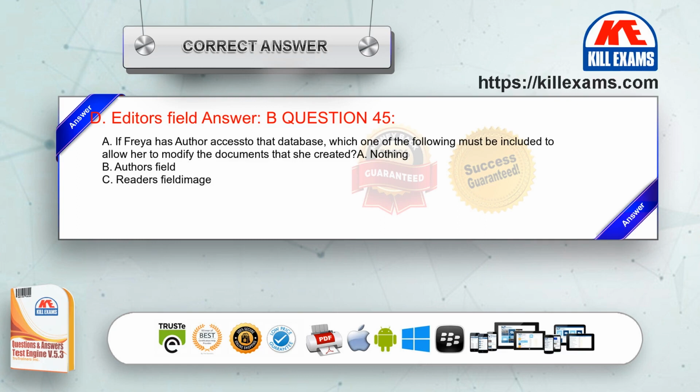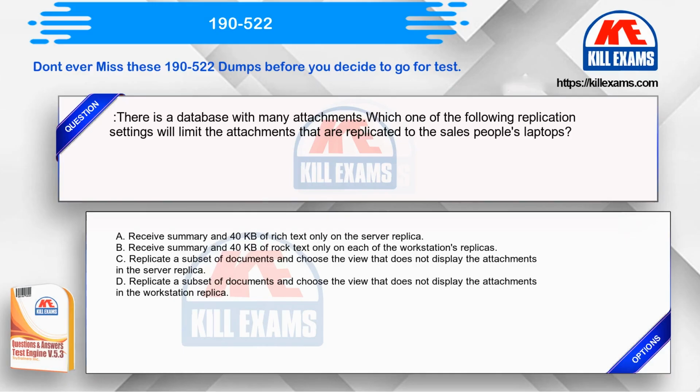Question 45. There is a database with many attachments. Which one of the following replication settings will limit the attachments that are replicated to the salespeople's laptops? Option A. Receive summary and 40 kilobytes of rich text only on the server replica. Option B. Receive summary and 40 kilobytes of rich text only on each of the workstation's replicas.